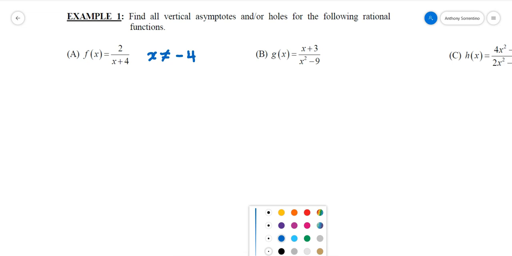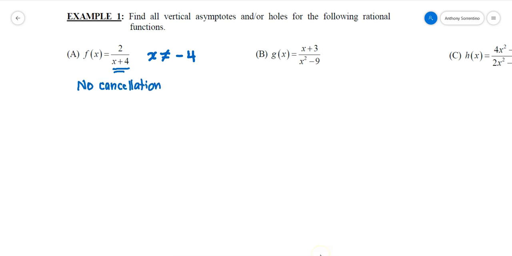Well, how I make the decision is, I look at this and say, the thing that causes this domain restriction is me having this x plus 4 in the denominator. Is there any way for me to cancel out this x plus 4? Is there anything on top that I can cancel it with? I just have a number 2 up there, so no. There's no cancellation possible, and since there's no cancellation possible, x equals -4 is a vertical asymptote.